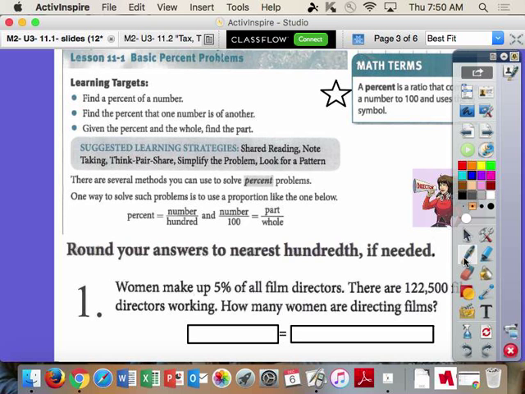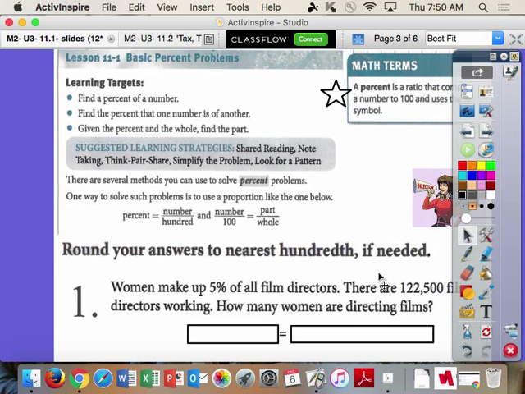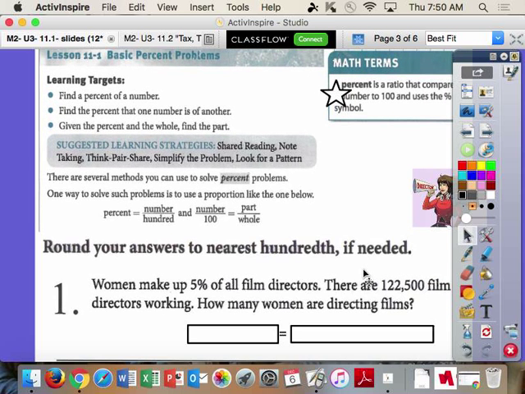But now we are actually going to work with finding a percent of a number, finding the percent that one number is of another, and given the percent and the whole, find the part. Okay? So it says, women make up 5% of all film directors. There are 122,500 film directors working. How many women are directing films?